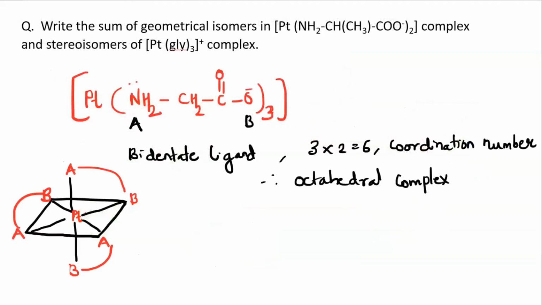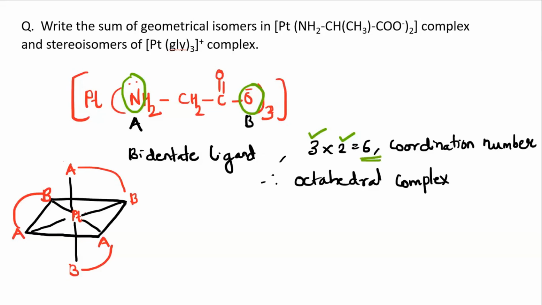Okay, let us move to the second complex. The second complex given is the platinum glycinate complex. Let us see what is given. It is nitrogen and oxygen. Obviously this is also a bidentate ligand, because it is connected with 2 donor sites, right? How many bidentate ligands are there? 3 bidentate ligands are there, each having 2 donor sites. So the total coordination number is 6.